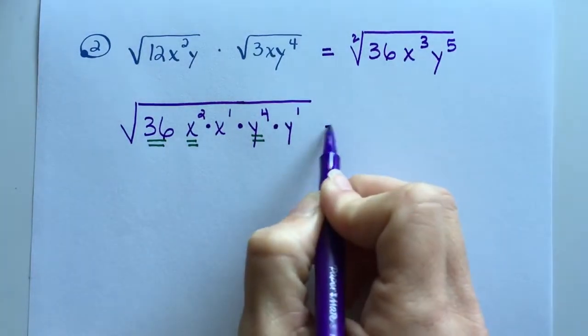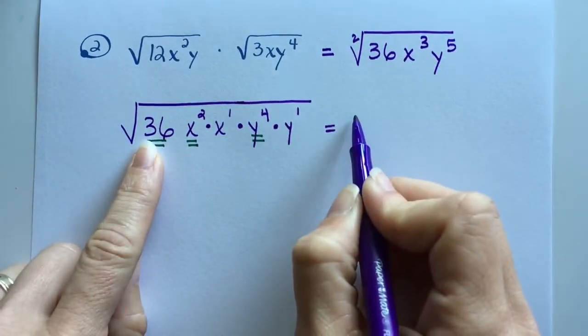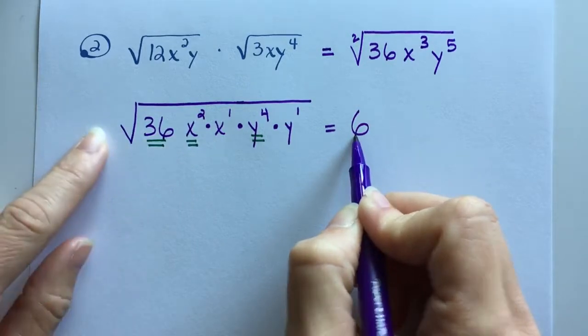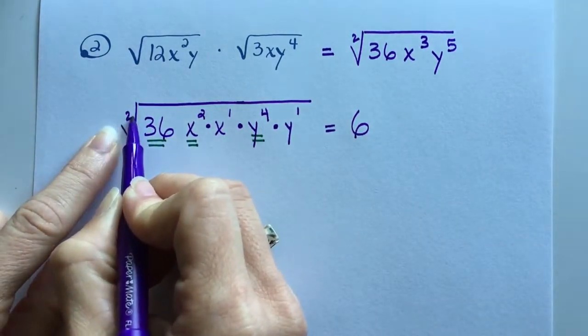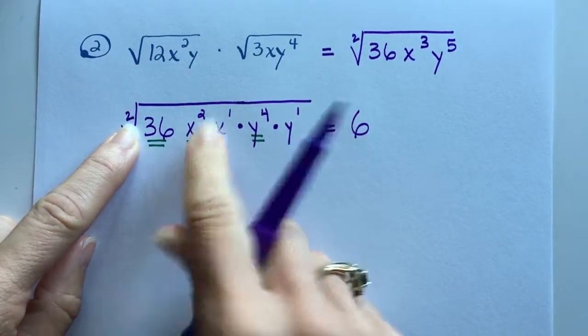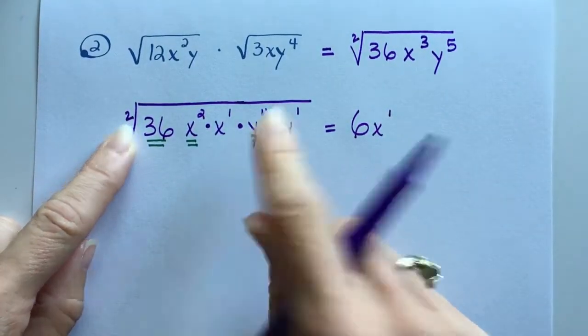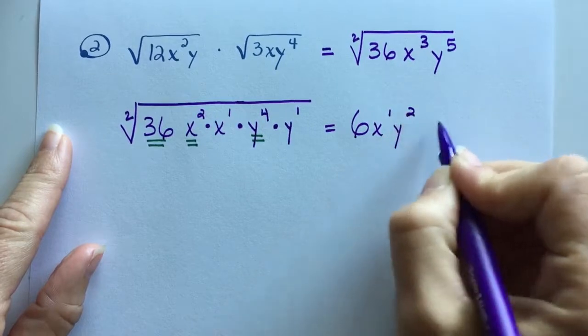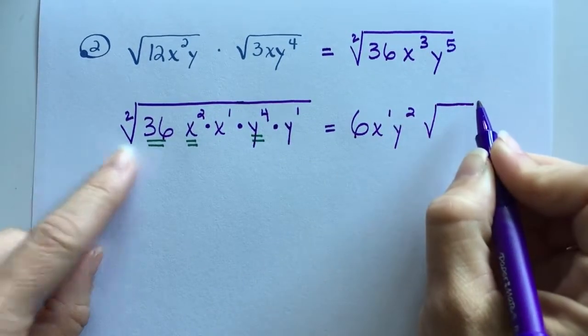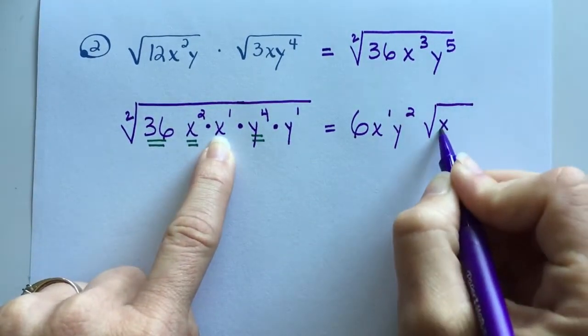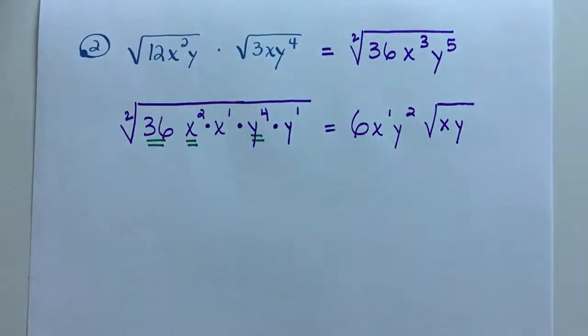So square root of 36 is 6. Now remember, you've got an understood 2 right here. So 2 will go into 2 one time. 2 will go into 4 2 times. And then you're left with the x and the y underneath. So that would be your final answer there.